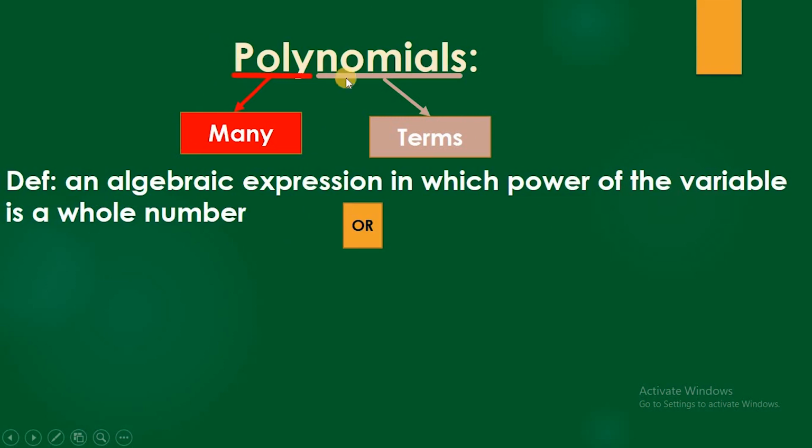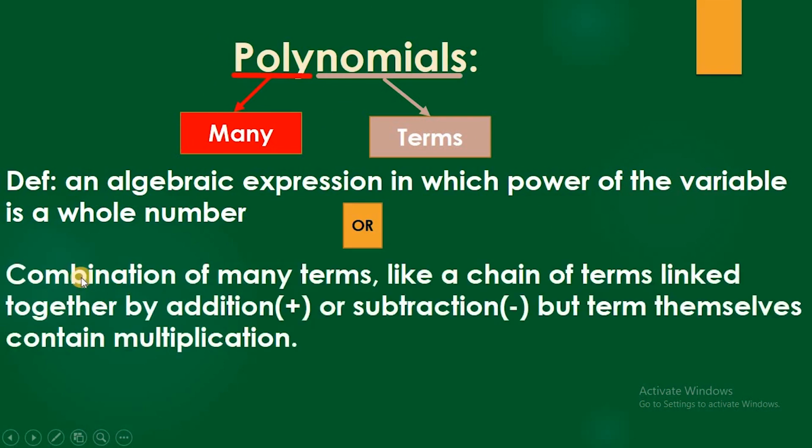Or, according to the name of the polynomial itself, we can define it as a combination of many terms, like a chain of terms linked together by addition or subtraction, but the terms themselves contain multiplication, because we have already learned about terms, and terms contain two parts, that is a variable part and a number part, and between the number part and the variable part there's a multiplication.